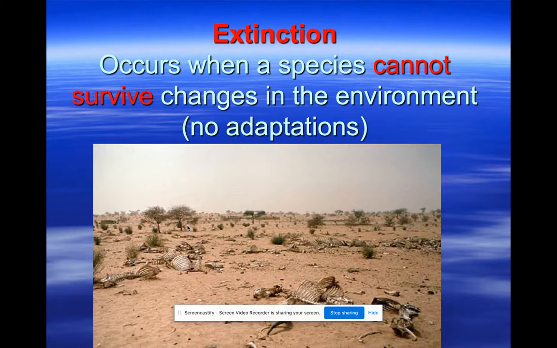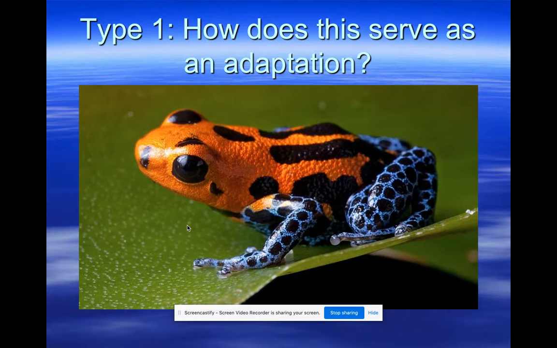All right, extinction. If you can't adapt, if you don't have these adaptive traits to help you survive, your species will become extinct, which means it cannot survive. It will die out due to lack of adaptations, like the dinosaurs and others. All right.